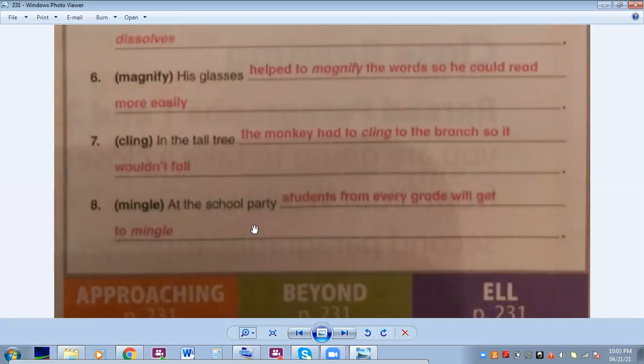Next, we have: at the school party, students from every grade will get to mingle. Mingle means to mix together. In a social setting, it means to get to know each other. All right, that's our vocabulary. Let's take a look at the next page.